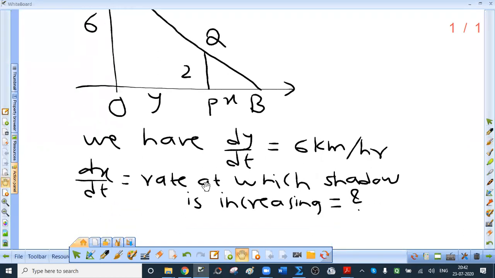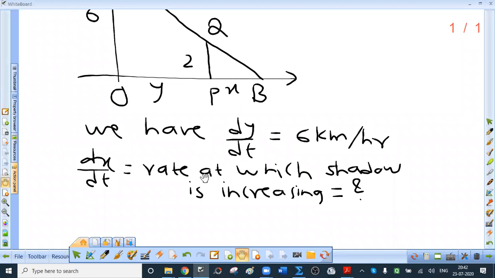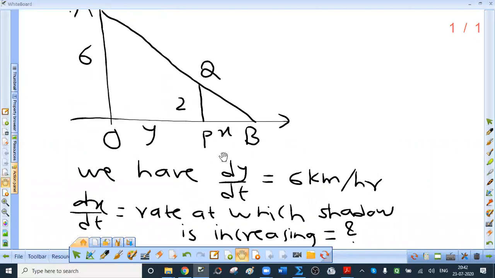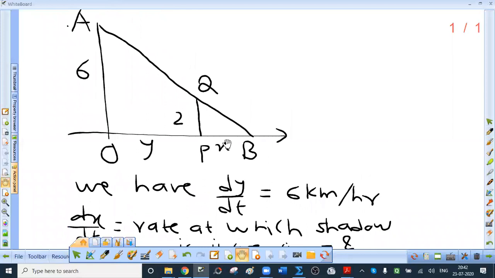Okay. Now, to get the relation between dx/dt and dy/dt, we must first obtain the relation between x and y. Now, from the figure, by similarity of triangles, these two triangles are similar. Which two triangles? ABO and QBP. So from the figure, x upon 2 equals what? x plus y upon 6.